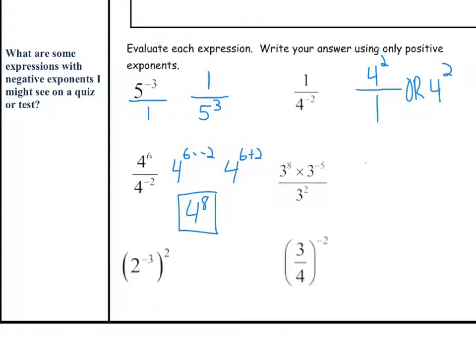Let me try that again on our next one. I should simplify the top, so I should do 8 plus negative 5 is our shortcut there, and that would give me 3 to the 3 on top, and I have 3 to the second on the bottom. Well, now, like we just did, our shortcut is to subtract, so 3 minus 2 leaves me with 3 to the 1, and there's my answer.